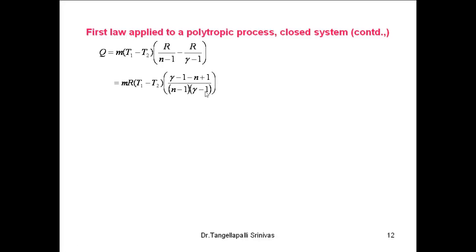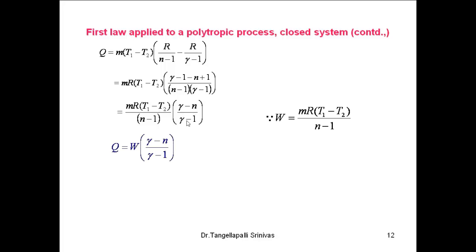Substituting this Cv in this expression and simplifying, with a minus 1 and a plus 1, we get the first term equal to work. The second term is a multiplication factor, (gamma minus n) by (gamma minus 1). Substituting this work W in place of the first term, the heat can be expressed as polytropic work multiplied by (gamma minus n) by (gamma minus 1), where n is changing from 0 to infinity.